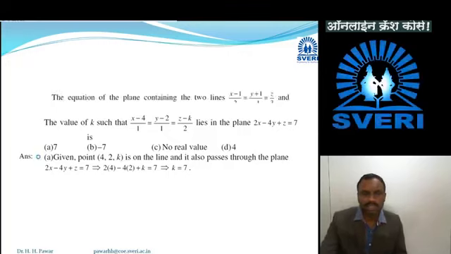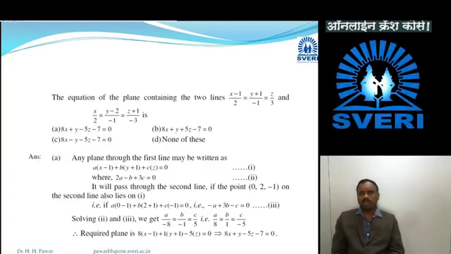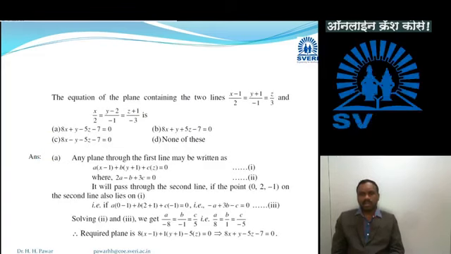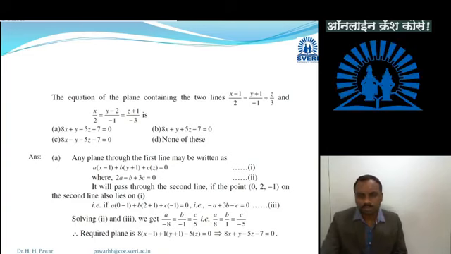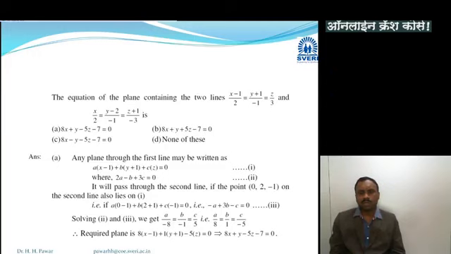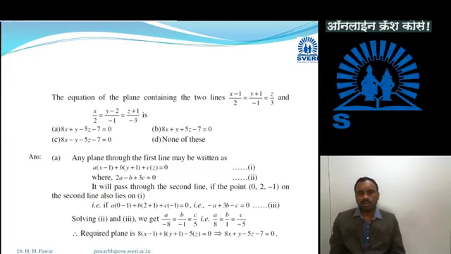Next, the equation of the plane containing the two lines (x minus 1)/2, (y plus 1)/minus 1, z/3 and x/2, (y minus 2)/minus 1, (z plus 1)/minus 3 is. Now consider any plane passing through the first line: a into (x minus 1) plus b into (y plus 1) plus c into z equal to 0.